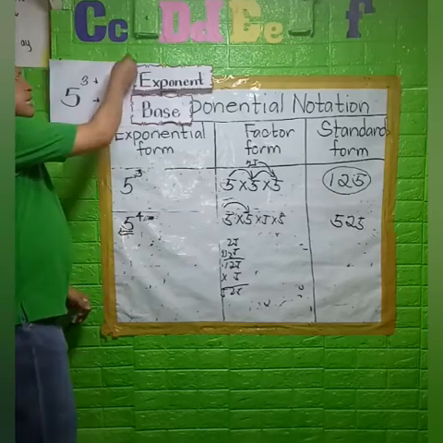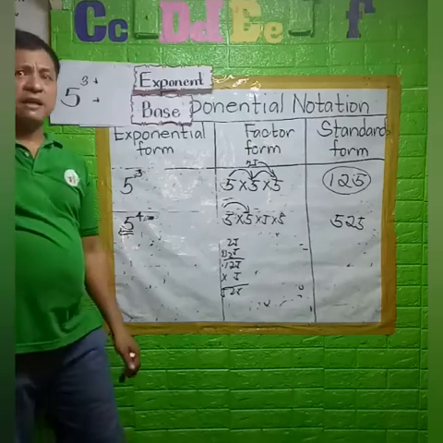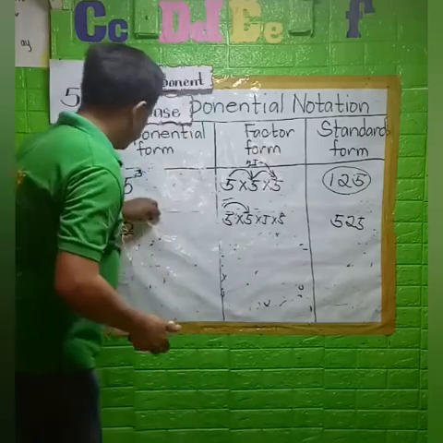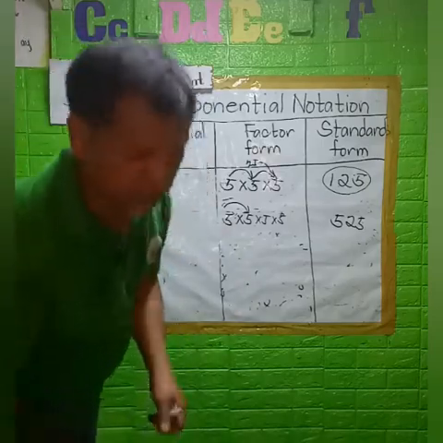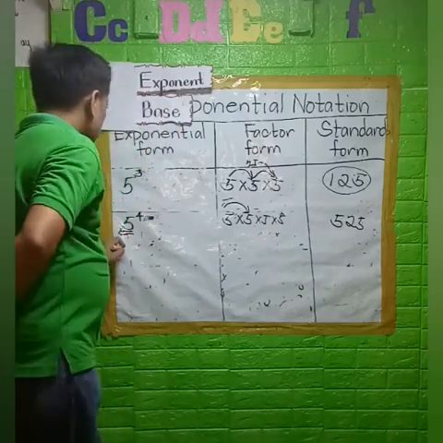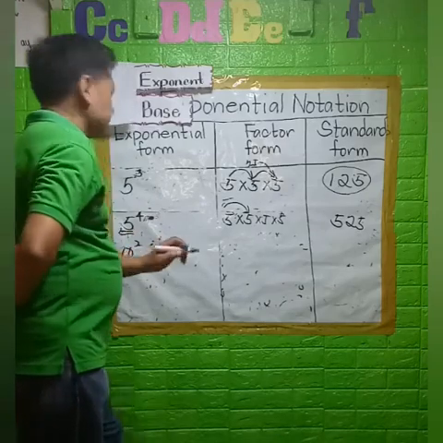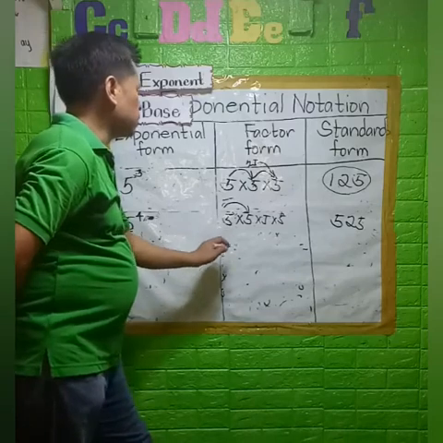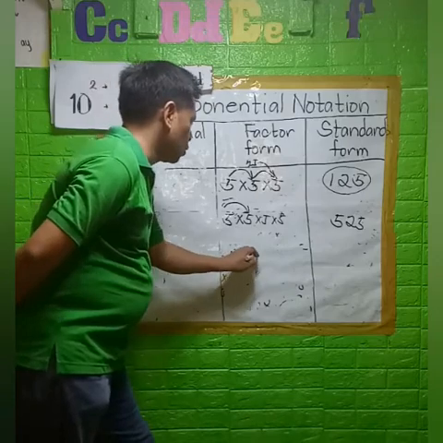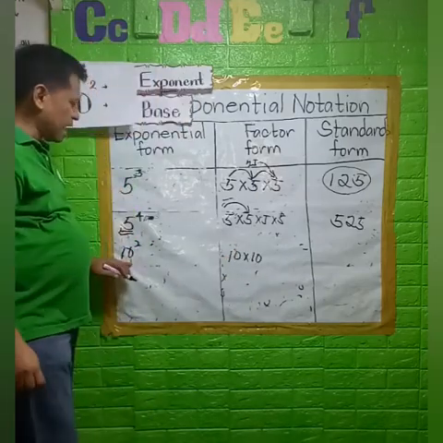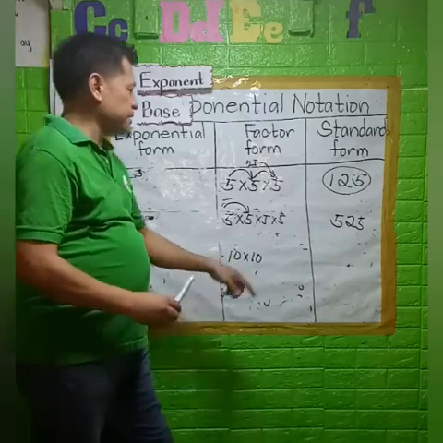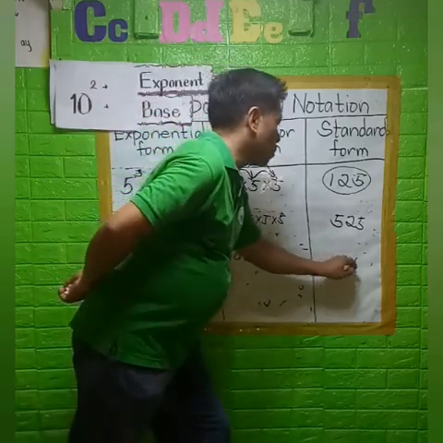Yun po ang dahilan kung bakit natin inaaral ang tinatawag nating expanded notation. Okay, another example that we have here. Let's say, for example, meron tayong 10 to the power of 2. So 10 is the base, then 2 is our exponent. How are we going to express the expanded notation of it? 10 times 10. So that is how we express 10 to the power of 2. So we have 10 times 10, and the product here is 100.